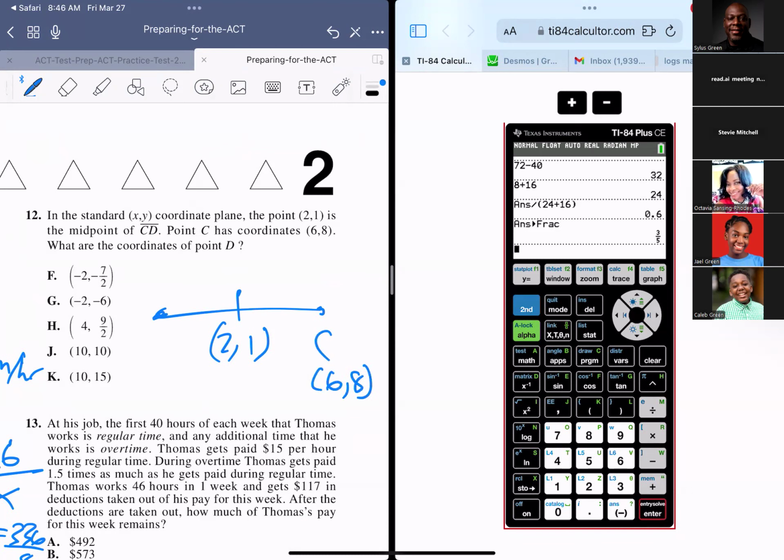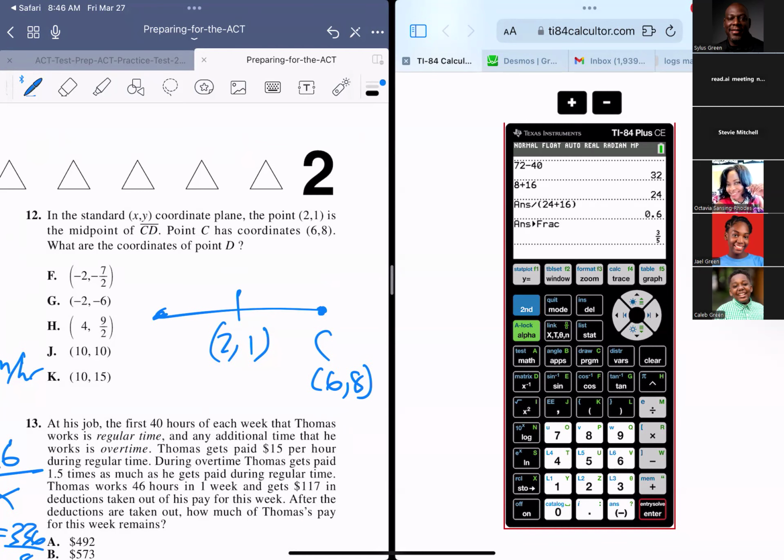Okay. So the midpoint is the average between the 2 points. To find the midpoint, you do the average of the x values and the average of the y values. But this is kind of in reverse. You have the midpoint and one of the endpoints. So now you have to see, to make an average of 2, what does the other endpoint have to be? To make an average of 1, what does the other endpoint have to be?